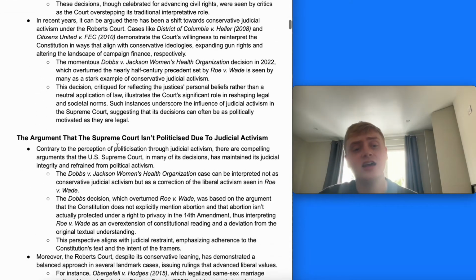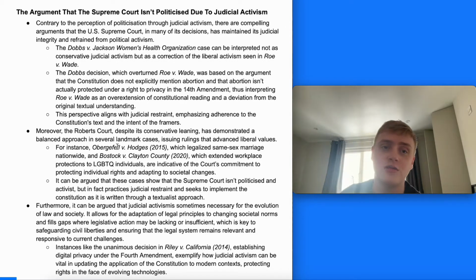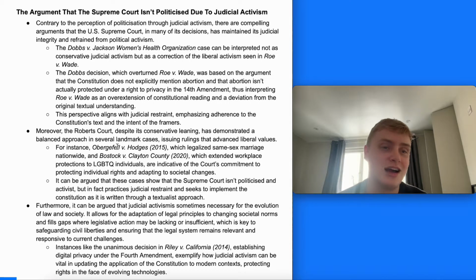On the other hand, it can be argued that the Supreme Court isn't politicised due to judicial activism. Contrary to the perception of politicisation through judicial activism, there are compelling arguments that in many of its decisions, the Supreme Court maintains its judicial integrity and has refrained from political activism. So Dobbs v. Jackson Women's Health Organisation can be interpreted not as conservative judicial activism, but as a correction of the liberal activism seen in Roe v. Wade.